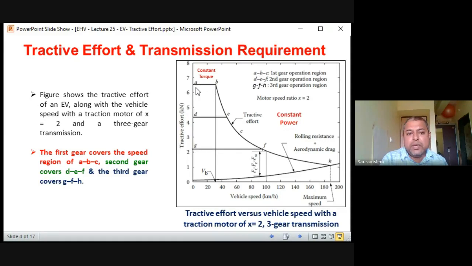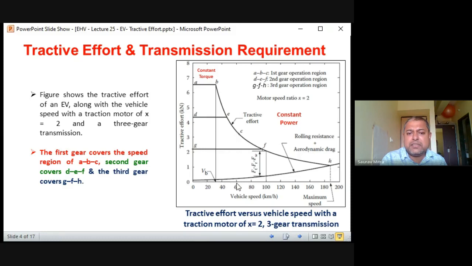So A, B and C, this is the first gear. When the vehicle is in the first gear, up to a speed of 30 kilometer per hour, we are keeping the first gear, then we are changing the gear. As soon as we change the gear, the torque is reducing but the speed is increasing. So exactly at point C, how much is the torque? Torque is this much, so this is C. The torque has reduced. Initial torque is very high, so here the torque has reduced but the speed has increased.